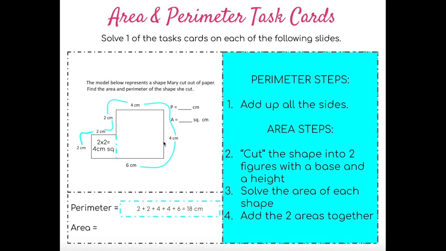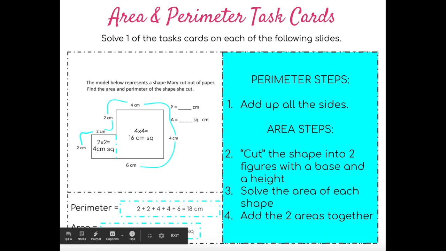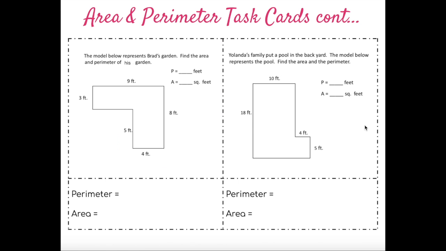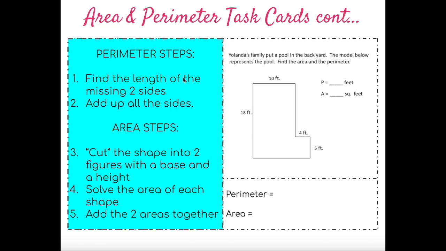So my little square, my area is 4 centimeters squared. My larger square, my area is 16 centimeters squared. Then I would add the 2 areas together and I would get 20. Our next example is a little bit more challenging. You're going to need to find the length of the 2 missing sides.